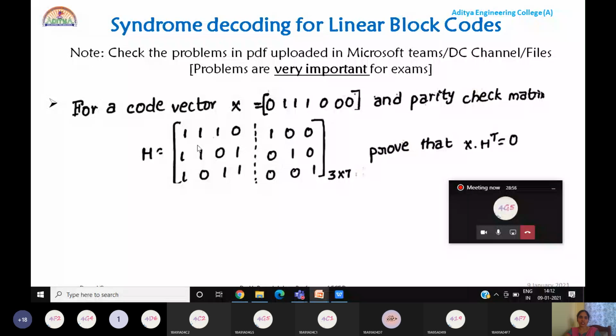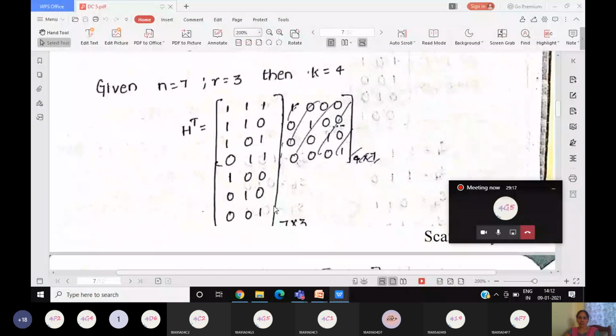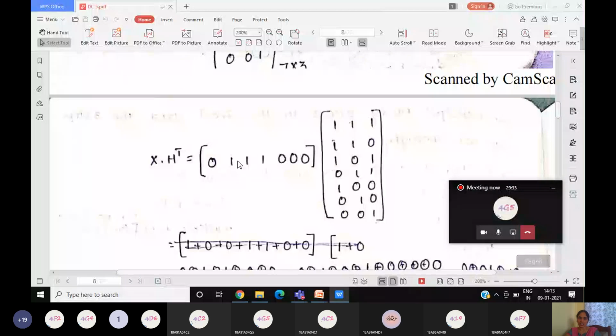So you are given H. Apply the transpose to it so that the rows and columns get interchanged. So prove that X into H transpose is 0. For a code vector X and a parity check matrix H given to you, just get the H transpose. It will be of size 7 by 3, because 3 by 7 is the original H matrix size. If you apply the transpose, the rows and columns are interchanged and the matrix size will be 7 by 3.